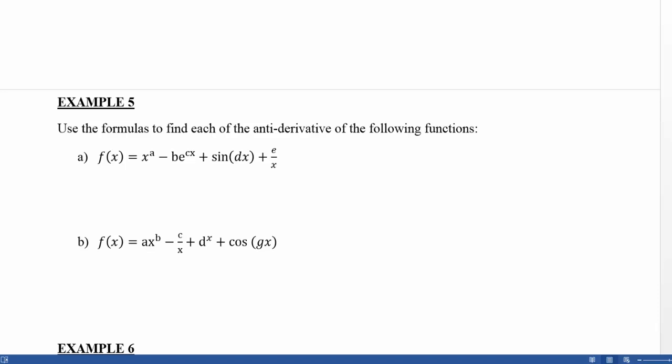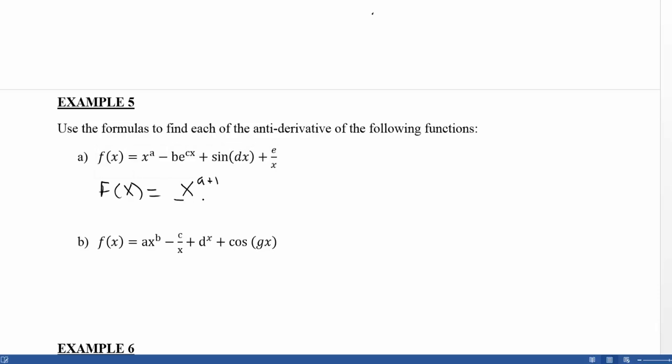So we want to use the same formulas that we've been looking at, but we have to figure out how to apply them when we have a constant that's a letter representing a placeholder for our numbers. So as long as we're really careful about this, we should be able to find the antiderivative. So for part A, we start with x to the a. So we're going to use our power rule here.